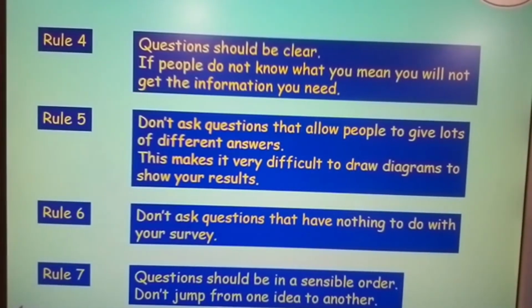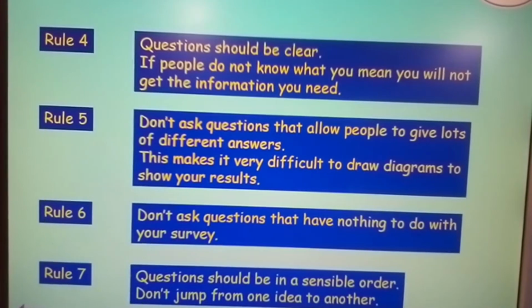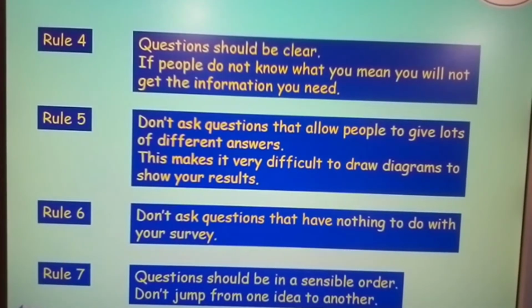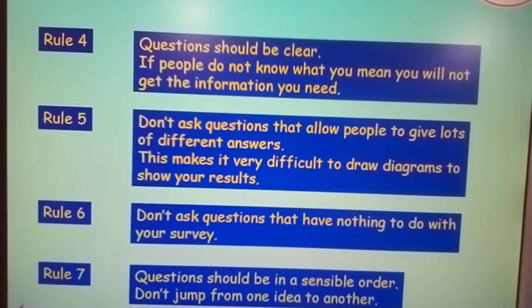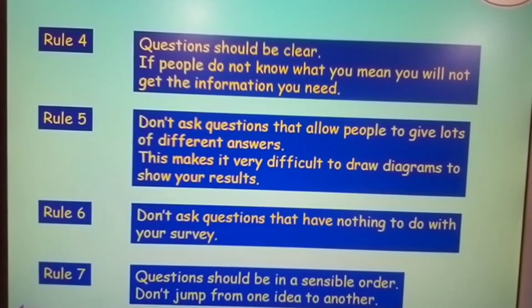Rule 5, don't ask questions that allow people to give lots of different answers. This makes it very difficult to draw diagrams to show your results. Rule 6, don't ask questions that have nothing to do with your survey. Rule 7, questions should be in a sensible order. Don't jump from one idea to another.